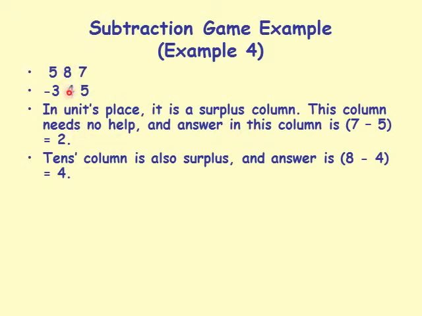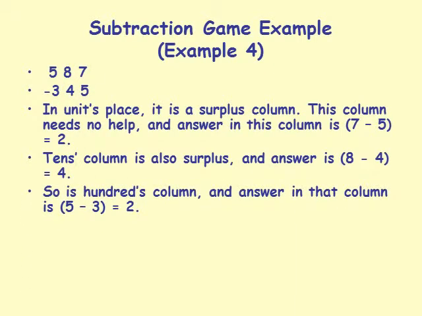Let's look at the tens column. The matchup in this position is 8 as our player and 4 as the challenging player, and our player 8 is in a very good situation to handle 4 without any help. So the answer here is 8 minus 4 equals 4, and it's a surplus column. Let's look at the hundreds column. The hundreds column is surplus too, 5 minus 3. 5 is in very good shape to handle 3, so the answer is 5 minus 3 equals 2, and the column is surplus. Wasn't that easy?